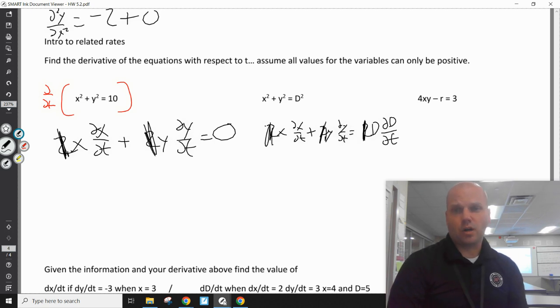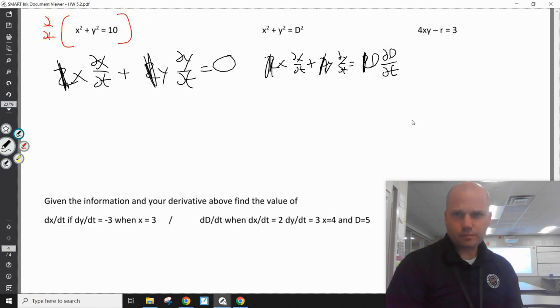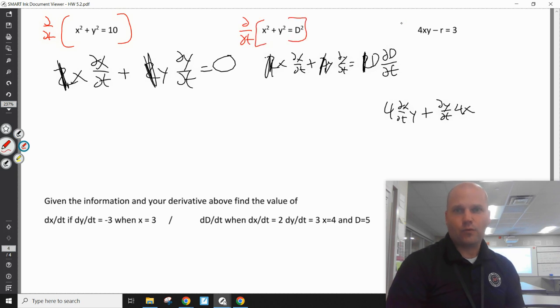Gross, but works. I don't even want to do this one, but it involves a product rule. Whatever, I'll do it. Derivative of 4x times y. Product rule still applies. Derivative of 4x times y plus the derivative of y times 4x. Again, what might help you, what I didn't show, is to take the derivative with respect to t. We're finding how things are changing. We are getting change equations.